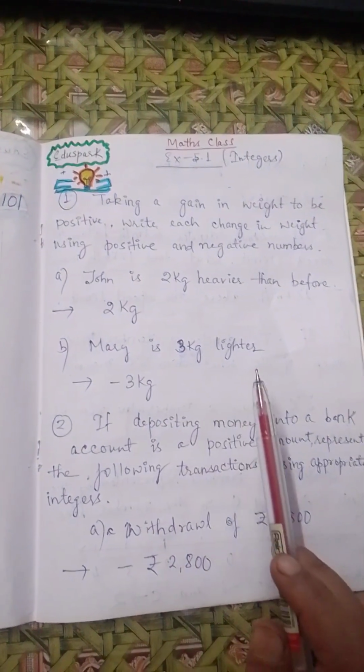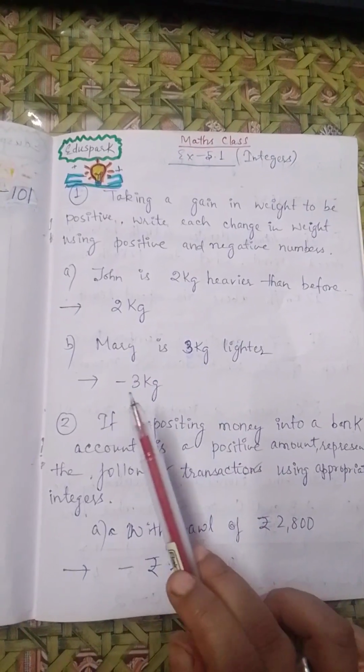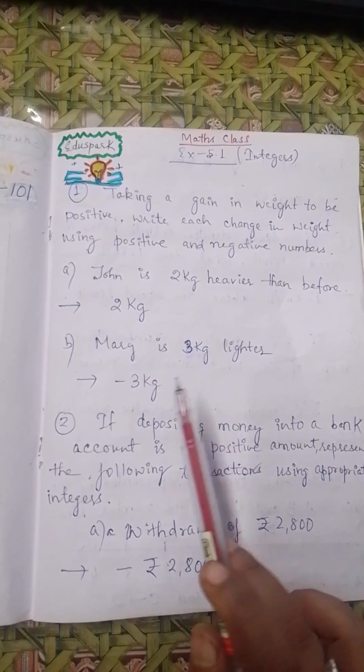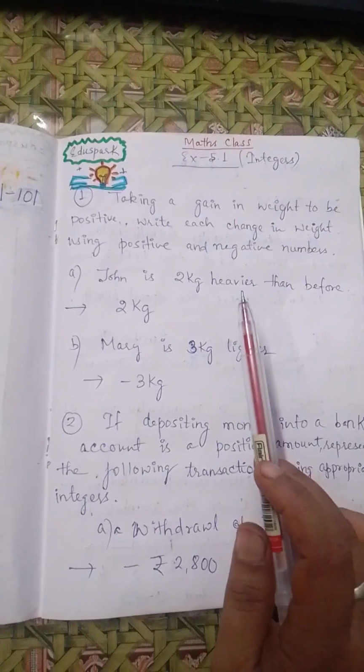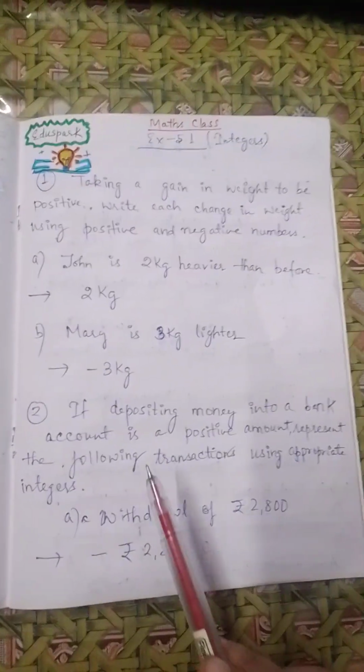Next one is Mary is 3 kg lighter. It is given lighter, so it will be minus 3 kg. Whatever value is given, that only you have to write. But if it is given heavier, you write plus. If it is lighter, you write minus.